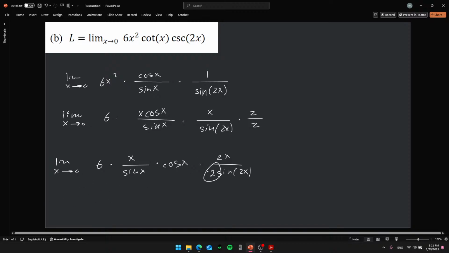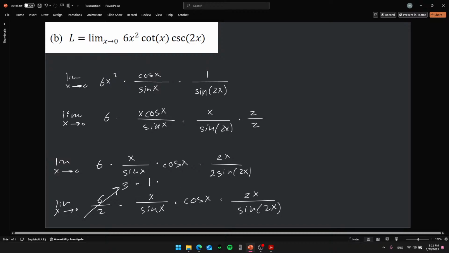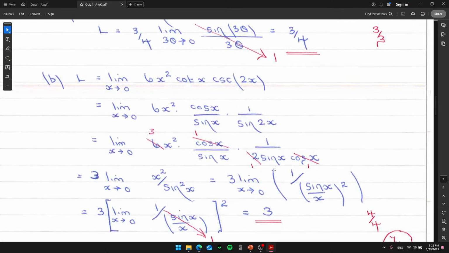So we have 2 over here. So 6 over 2 times x over sine x times cosine x times 2x over sine 2x. This one will result to 3. And this one is 1. This one, if you substitute 0, you'll get 1. And this one will give you 1. So 3 times 1 times 1 times 1 times 1 will give you 3. So that's how you solve it. As the instructor said, 3.